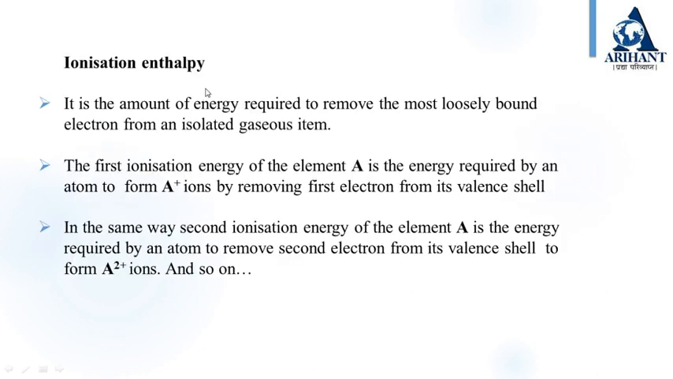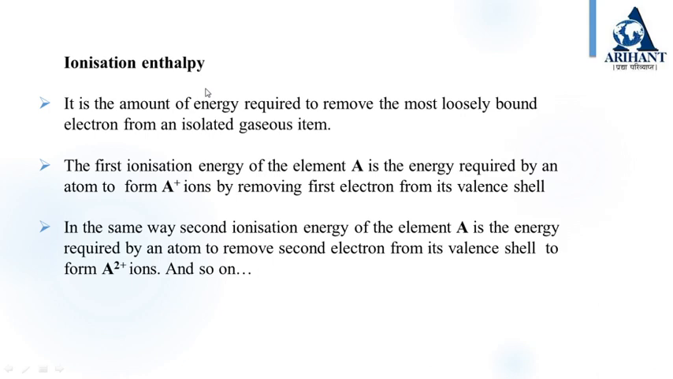Next, we will study ionization enthalpy. What is meant by ionization enthalpy? It is the amount of energy required to remove the most loosely bound electron from an isolated gaseous atom. The first ionization energy of the element A is the energy required by an atom to form an A plus ion by removing the first electron from its valence shell.